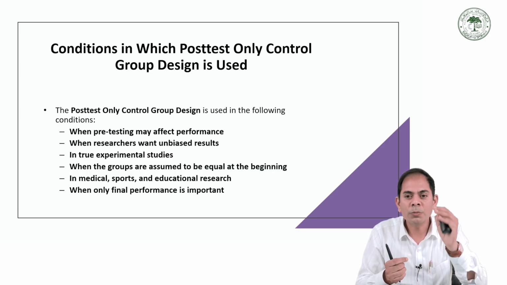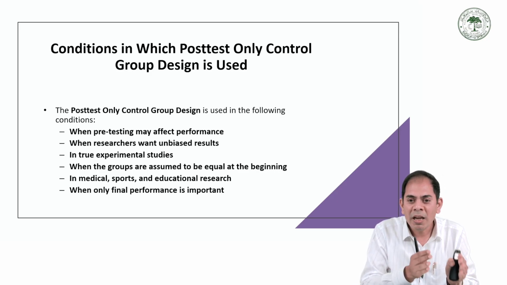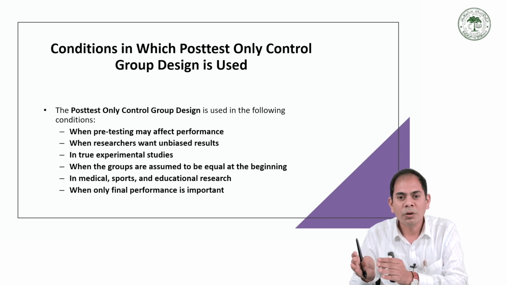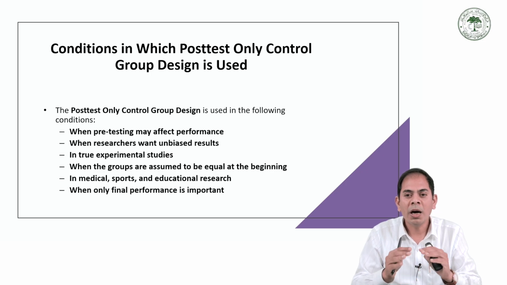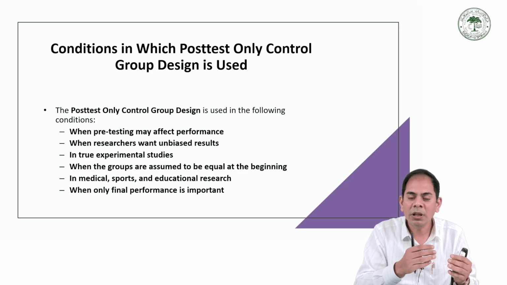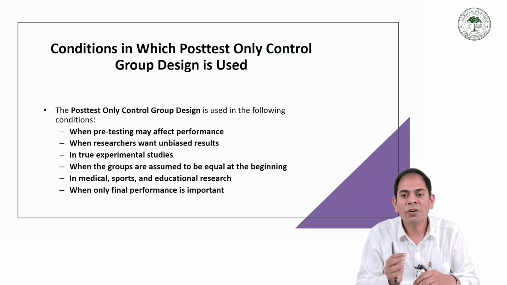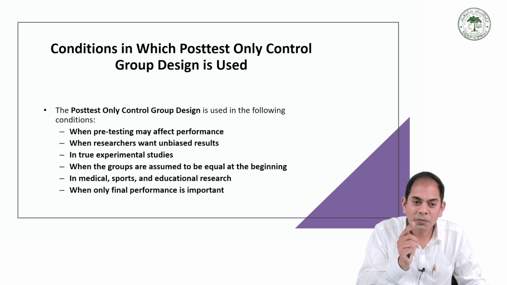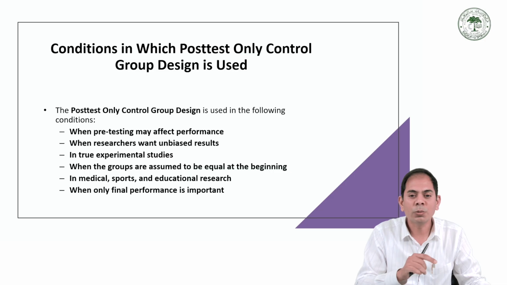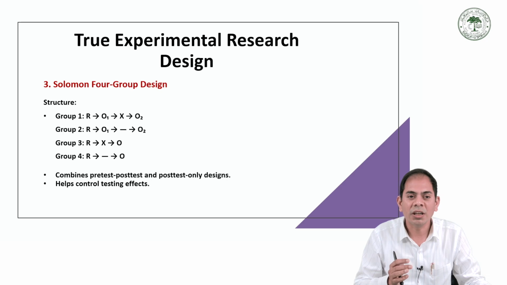Next important thing is that in true experimental studies, generally we use this type of design. Use the post-test only control group design when participants can be randomly assigned into experimental and control groups. Next important condition is when the groups are assumed to be equal at the beginning. Random assignment helps make both groups similar before the treatment. Then we go for such kind of research. It is commonly used in medical, sports, and education research to test the effect of medicine, supplements, training, and teaching techniques, when only final performance is important. This is a very important point related to physical education and sports. When only final performance is important, then we go for such kind of research. Researchers focus on only one outcome after the treatment rather than measurement of the initial status.